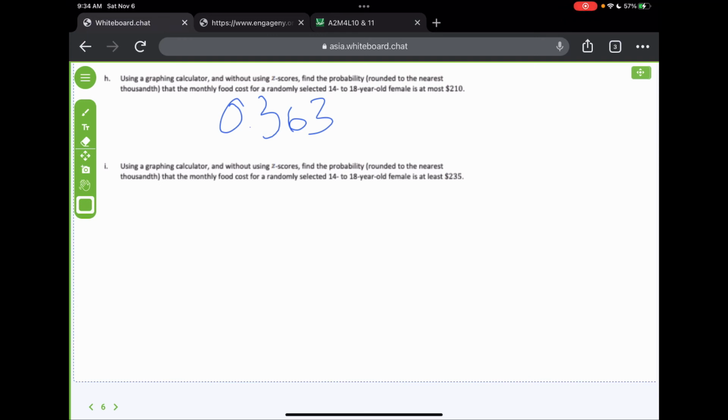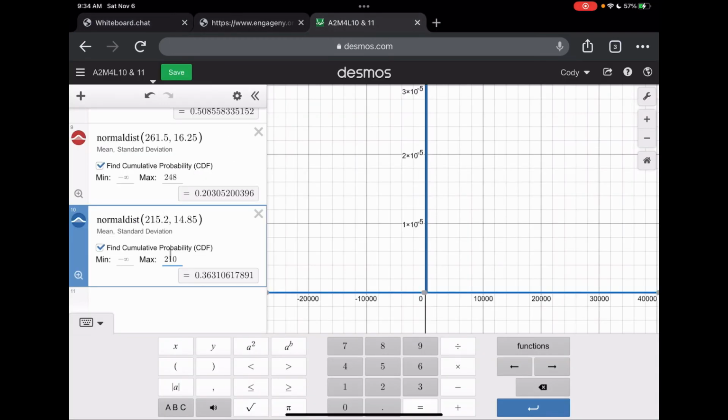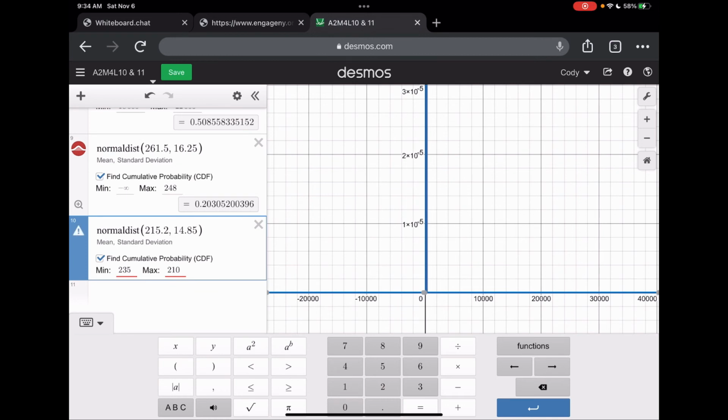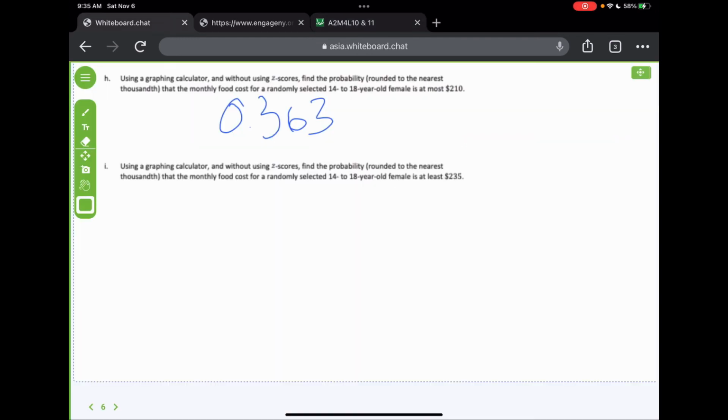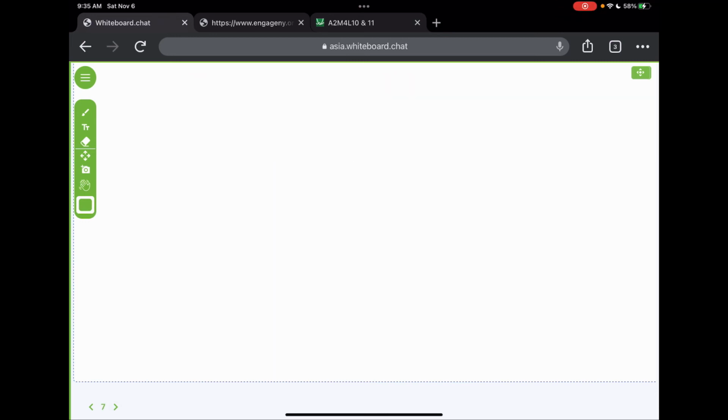What about at least $235? At least would mean the minimum, and that is 235. And I know that's not correct as at most, but I will change it here. All right, so 0.09, only about less than a 10% chance, right? 0.091, I think it was. So there you go. So what else we got here?